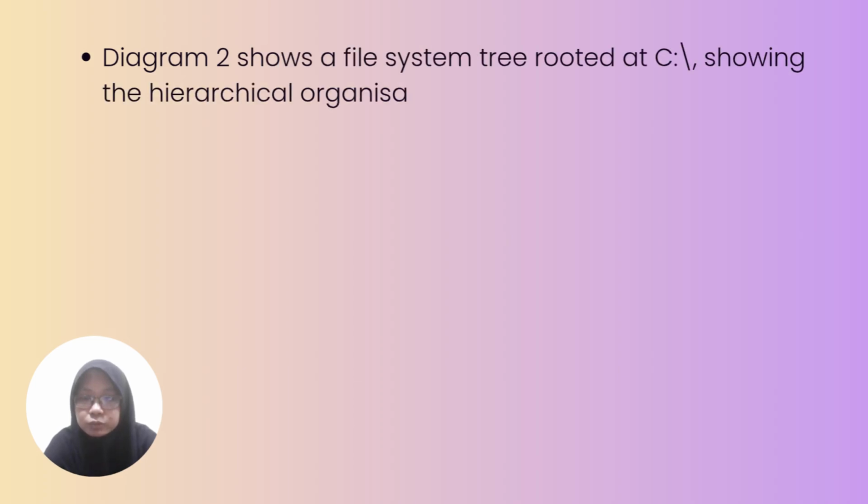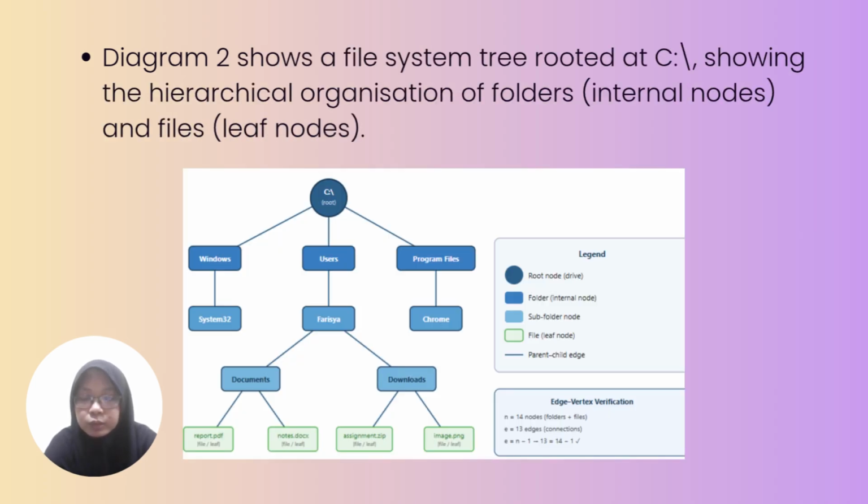This is diagram 2 from our report. To start with, we have C:\ which is the root node. It is also the only node that has no parent and no incoming edges. From here, we branch into Windows, Users, and Program Files, which are known as internal nodes or parent nodes. Inside Users, we have Farisha. Inside Farisha, we have Documents. And inside Documents, we have report.pdf and notes.doc. These are the leaf nodes.